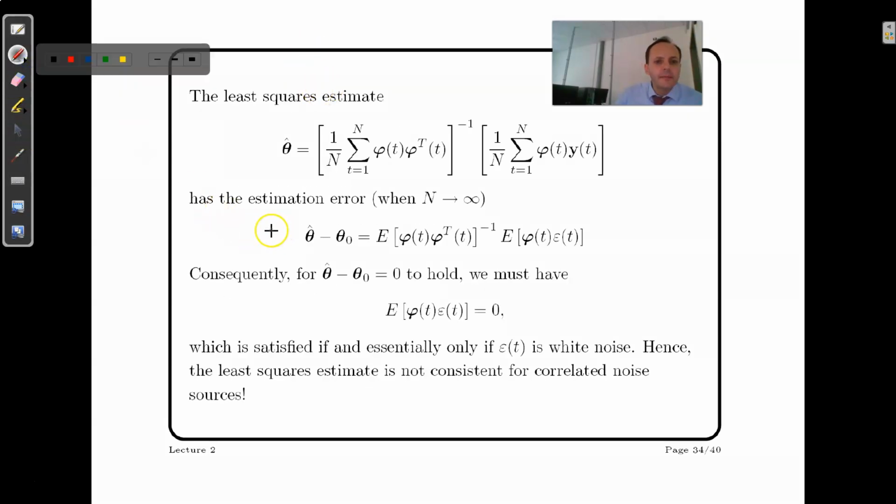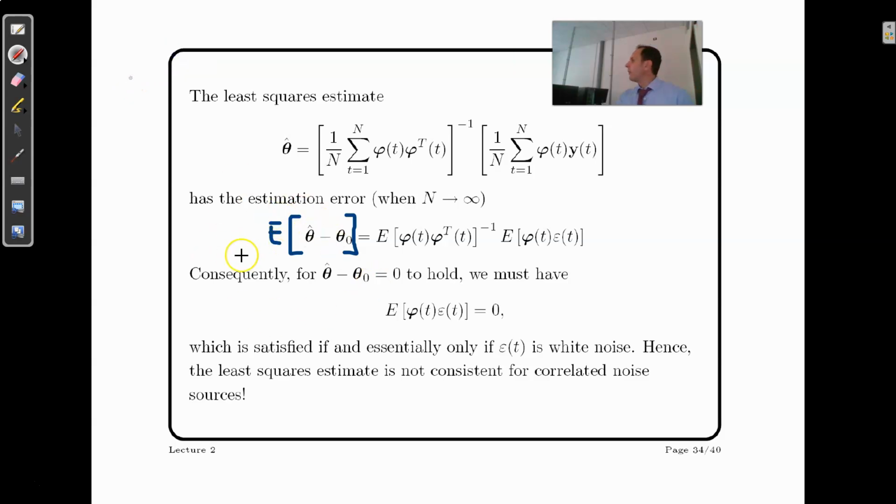Here we have the expected value of this variable, but because you can assume that theta 0 is a deterministic value, and because also the estimation is deterministic, you can neglect here the symbol of the expected value, and when the number of data tends to infinity, you can drop this symbol. It's also to simplify the notation.